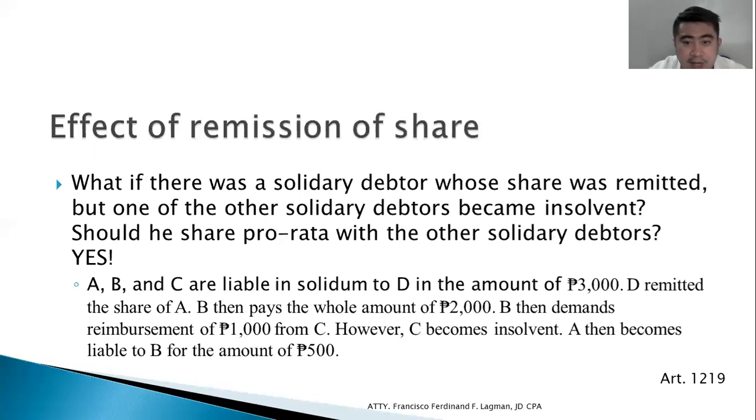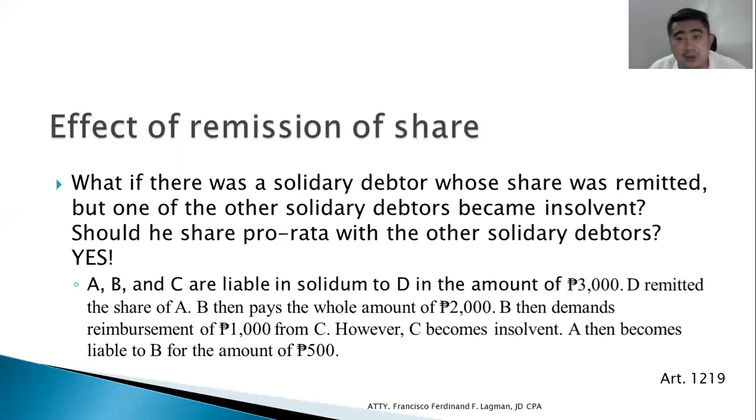What if there was a solidary debtor whose share was remitted, but one of the other solidary debtors became insolvent? Should he share pro rata with the other solidary debtors? The answer is yes. A, B, and C are liable in solidum to D in the amount of 3,000 pesos. D remitted the share of A. B then pays the whole amount of 2,000 pesos. B then demands reimbursement of 1,000 pesos from C. However, C becomes insolvent. So in this case, A then becomes liable to B for the amount of 500 pesos.